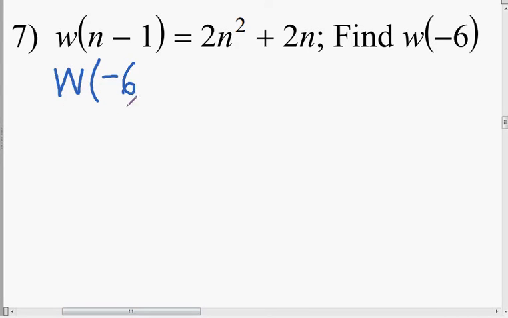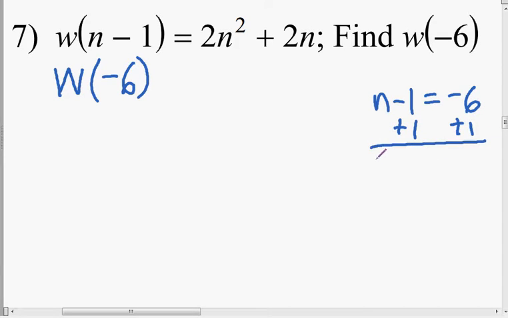negative 6. And that tells me that n minus 1 has to be negative 6. So I want to plug in a number that makes n minus 1 equal negative 6. I can find that number now by solving the one-step equation. N equals negative 5.